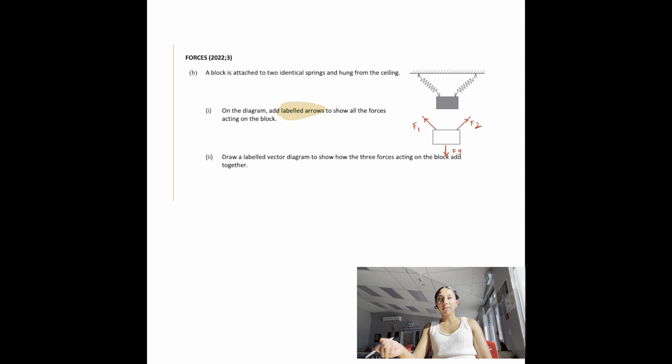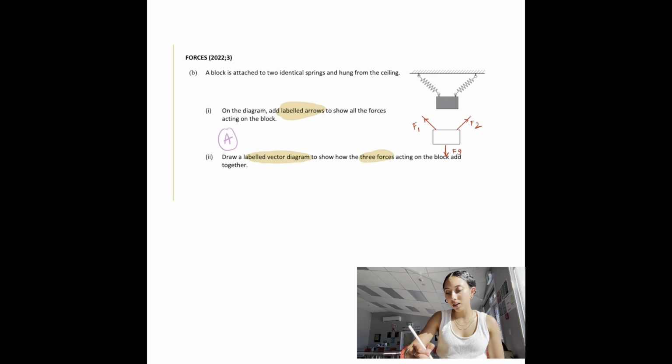Now that question right there is worth an achieved. Pretty simple. But let's move on to the other one and see how we go. Let's grab my highlighter: draw a labelled vector diagram to show how the three forces acting on the block add together. Okay, the key here is to remember that when you're adding forces or vectors together, you always have to add them head to tail, okay? And let me show you what I mean by that.